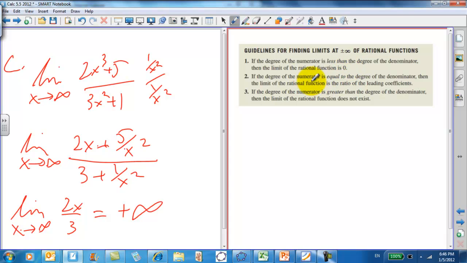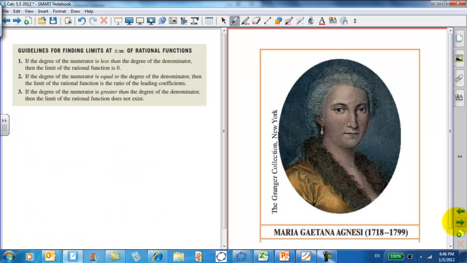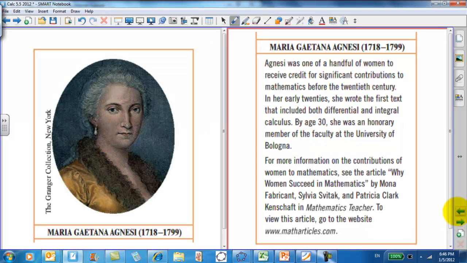If the degrees are the same, then you look at the ratio of the leading coefficients. And if the degree of the numerator is greater, then the limit of the rational function does not exist. You can mention what infinity goes to as some sort of end behavior. Here's a little side note, and I enjoy reading these from out of the book. Maria Agnesi, famous mathematician. Take time to read that.